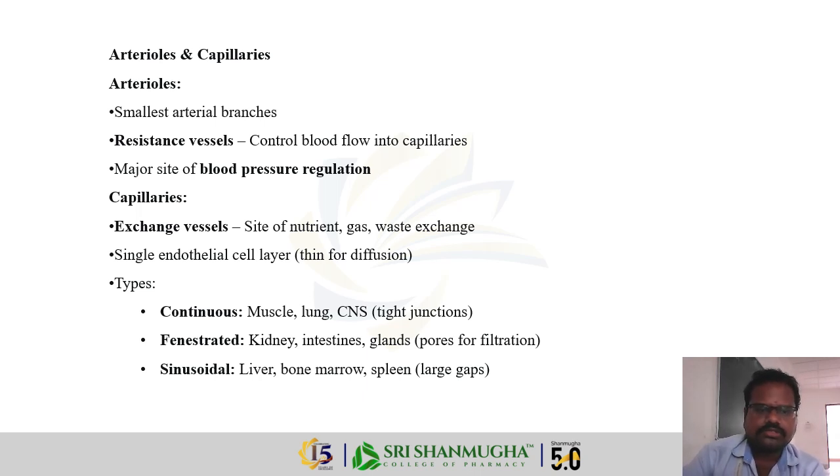Then capillaries. These are the smallest vessels, where the exchanges happen. Nutrients, gases and waste, all the exchanges happen in these vessels. Then their types: there are continuous, fenestrated and sinusoidal capillaries. These types are located in different parts of the body.